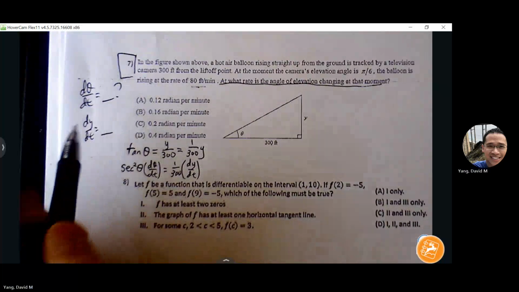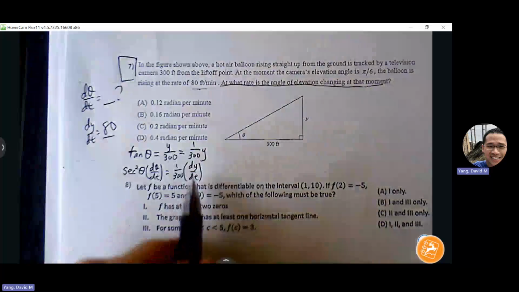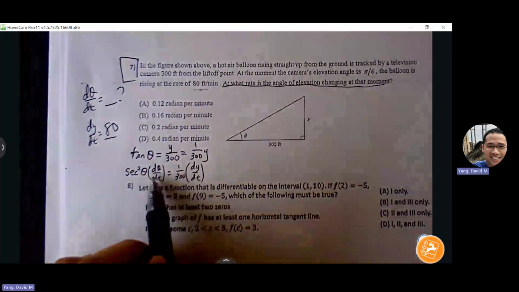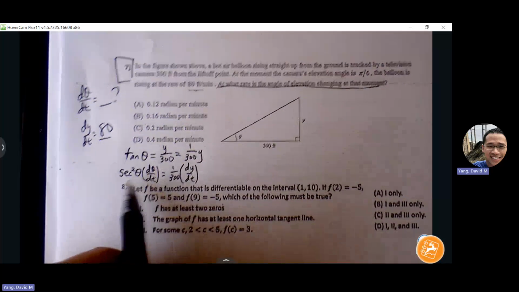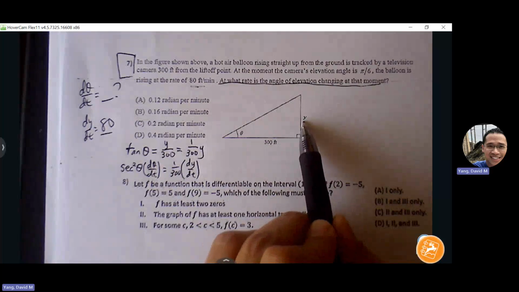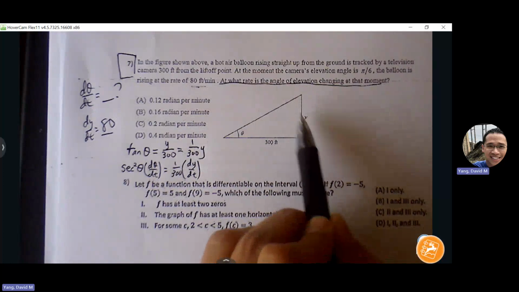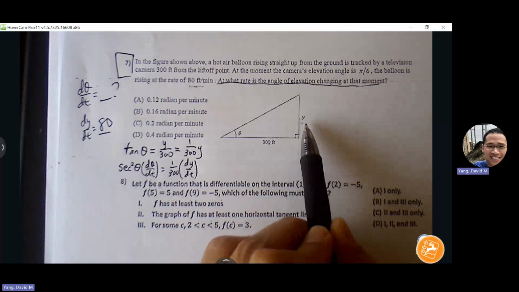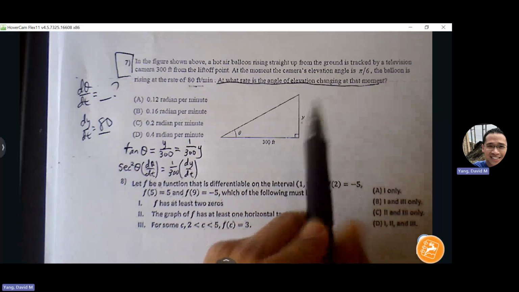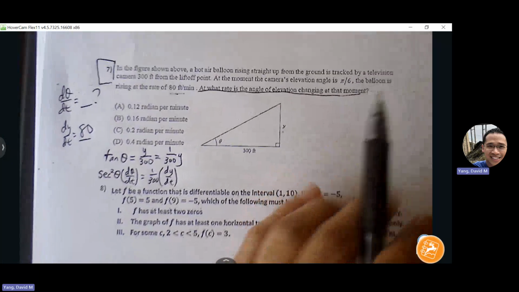So we have dy dt. We're looking for d theta dt, but we want to find a replacement for the entire secant squared theta. To do that, we need some information here. We need at least this value so that we can do the Pythagorean theorem, right? We need at least two sides of a triangle to do the Pythagorean theorem. So what can we do to solve for y? What information do we have that can help us solve for y?